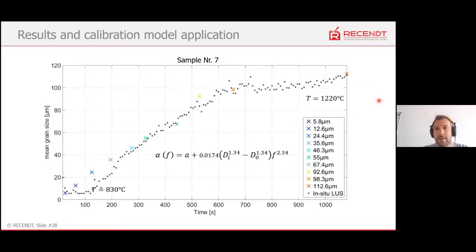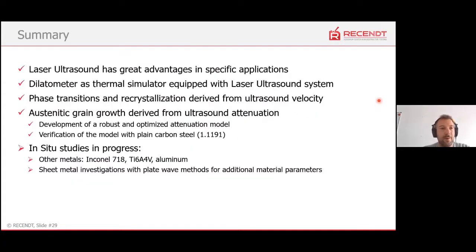Yes, to sum everything up, laser ultrasound has great advantages in specific applications. The dilatometer thermal simulator is equipped with a laser ultrasound system. We can measure the phase transitions and recrystallization derived from ultrasound velocity, then austenitic grain growth derived from ultrasound attenuation for developing a robust and optimized attenuation model. We verified that on plain carbon steel.